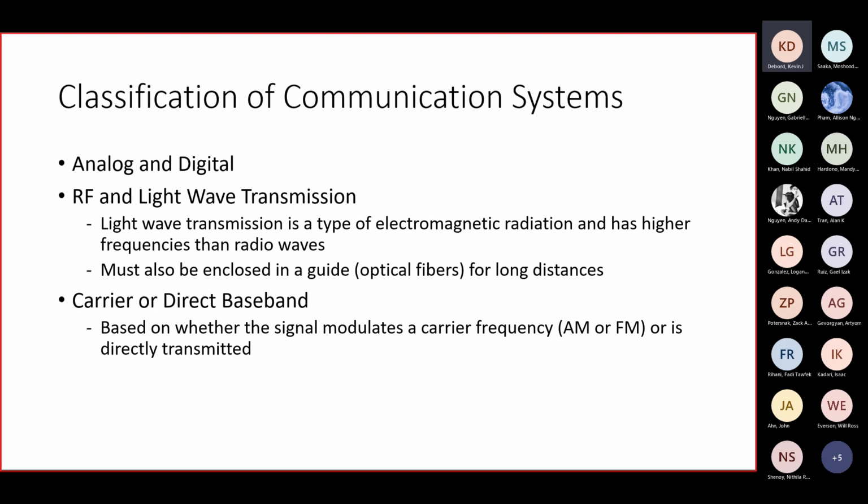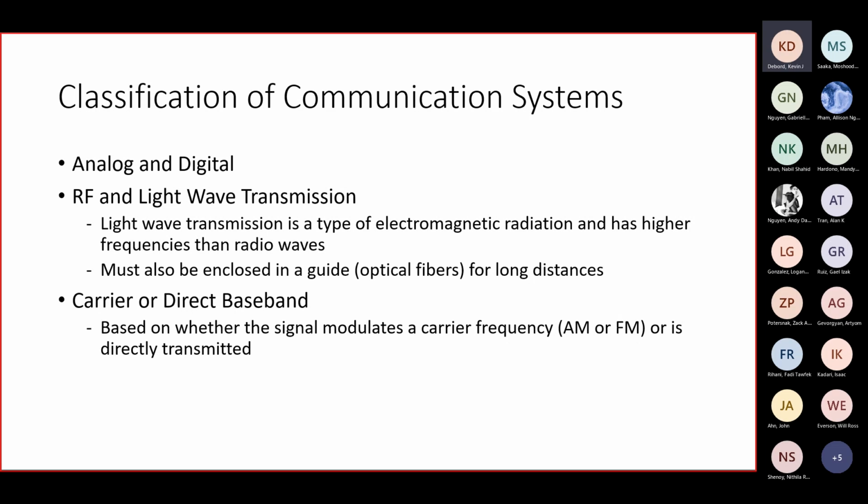These are the classifications of communication systems that we need to know. Analog and digital, which we're going to go over a little bit later. We did an ADC converter, but that's different from analog and digital communication, just to clarify. RF and light wave transmission. So we just went over RF, by the way, radio frequencies. Light wave transmission is a type of electromagnetic radiation and has a higher frequency than radio waves, and it must be enclosed in a guide, so optical fibers for long distances.